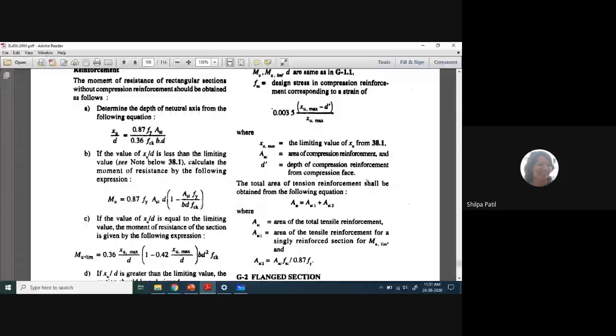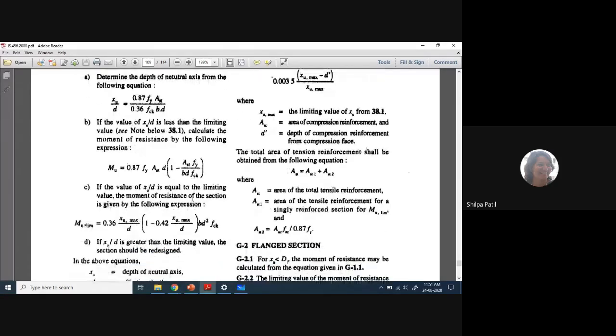But if you feel the calculation of MU by this formula, you can use this formula always. This is for under reinforced section. Now for over reinforced, that is if the value of KU by D, that is XU by D, your KU value, is equal to the limiting value, KU is equal to KU max, or XU is equal to XU max, that is for over reinforced section. The moment of resistance of the section is given by this formula.